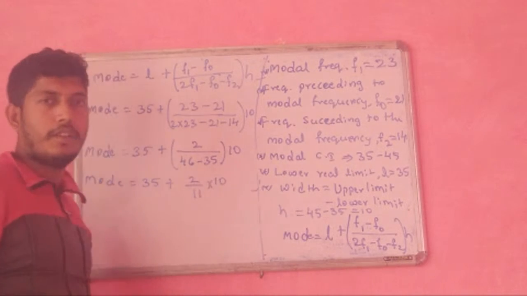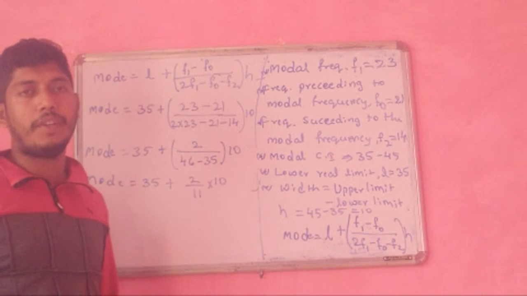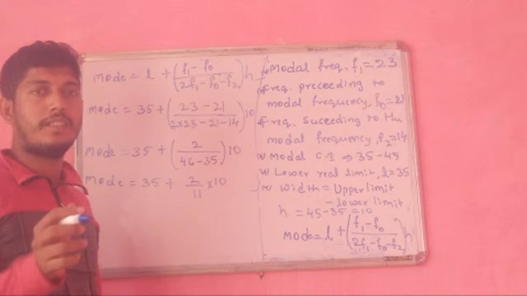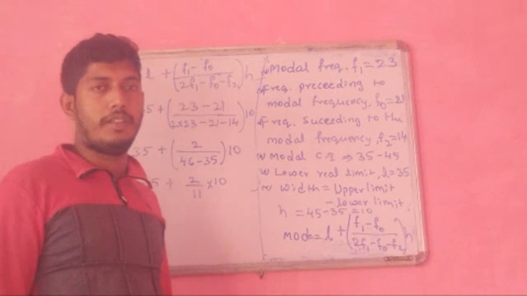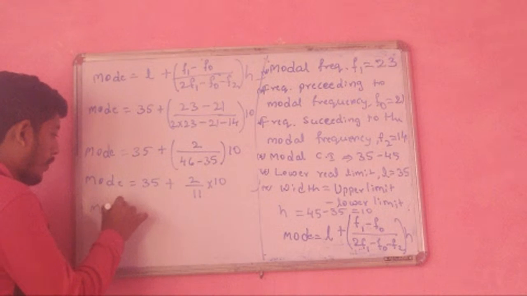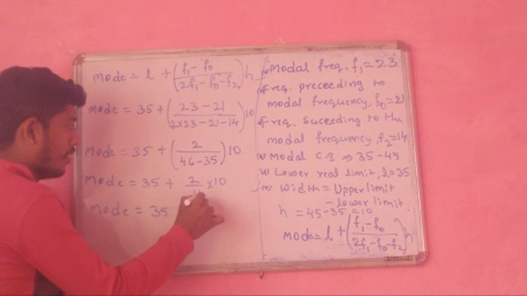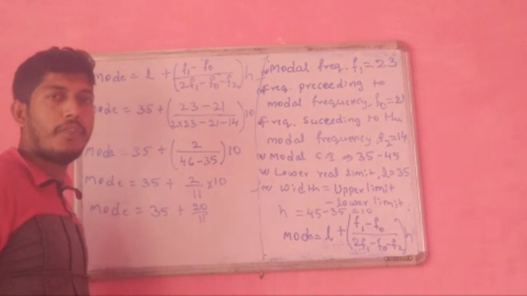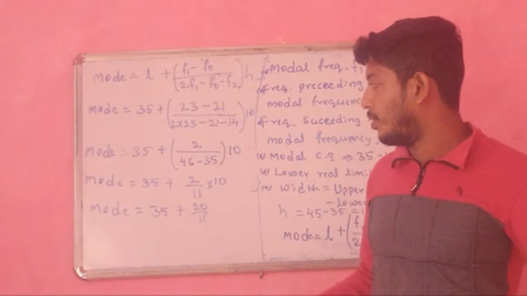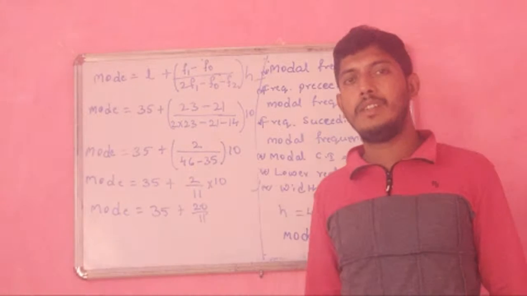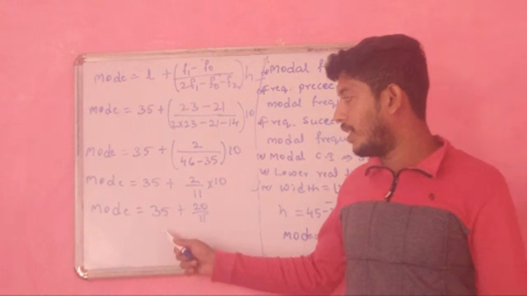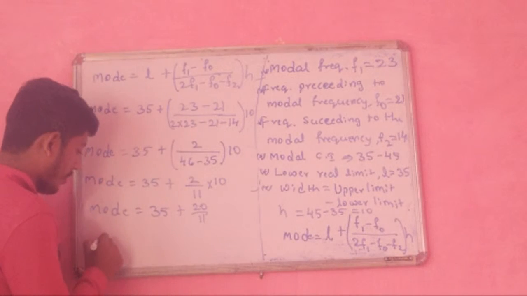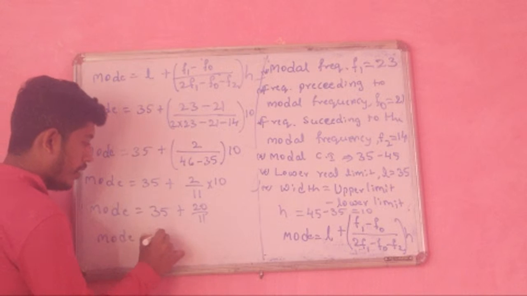If there are terms which are cancelable, then we can cancel that. But don't cancel numerator with numerator, or denominator with denominator. We can cancel the terms present in numerator and denominator. So therefore, the mode value becomes 35 plus 2 tens are 20 divided by 11. Now the values are 35 plus 20 divided by 11. Here we have to take the LCM. For 35, in the denominator there is no term present, meaning the present term is 1. So the LCM of 1 and 11 is 11. So therefore it becomes mode equals 35 into 11.